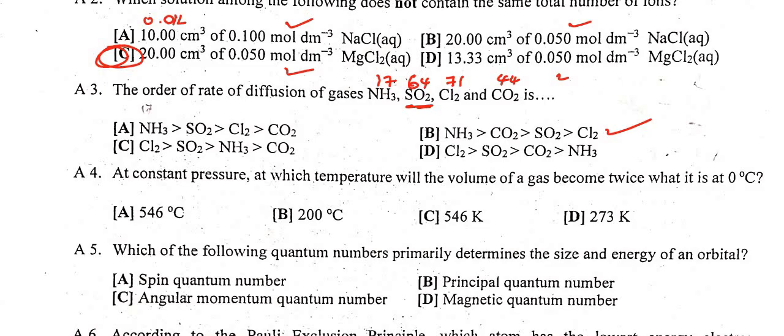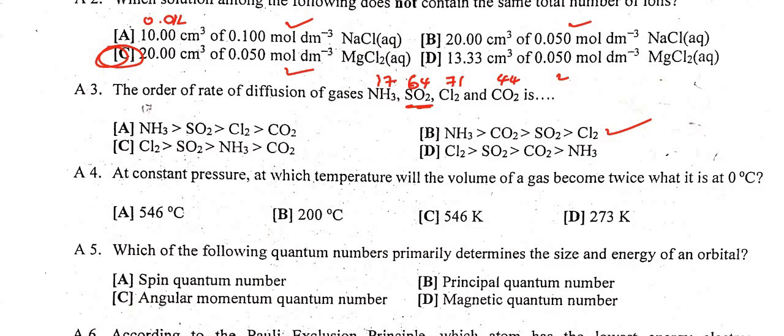So that's what you get. The answer would have been B. Then question number A4, they are saying at constant pressure, at which temperature will the volume of the gas be twice what it is at 0 degrees Celsius?